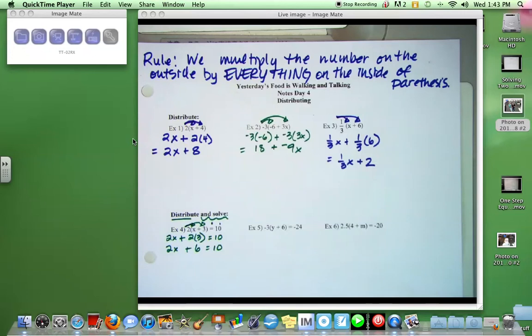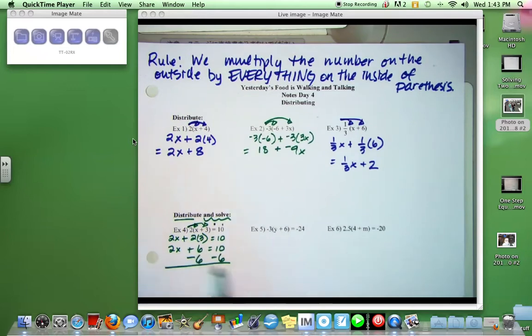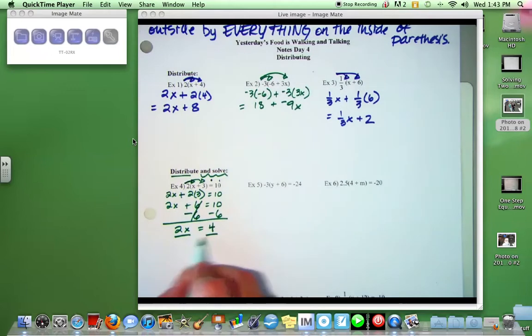So when you do divided by 2, hold on. No, you wouldn't. You do the 6 first. You have to move the 6 first. So you subtract 6 from both sides and get 2x equals 4. 2x equals 4. Divide by 2. Yes, x equals 2.